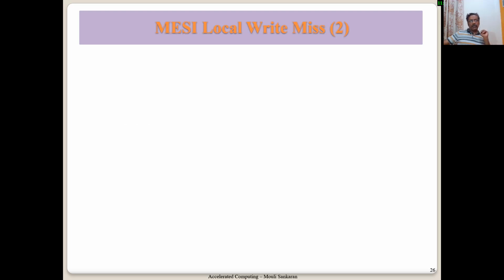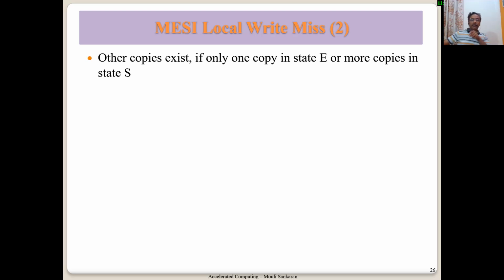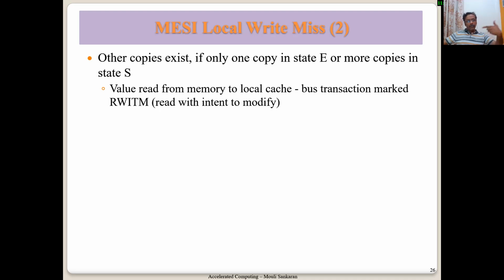Now, what is the other possibility? It could be in some other place in any of the states, M, E, or S. Correct? Now let us think. Other copies exist if only one copy in state E or more copies in state S. If it is only one copy in some other core, it could be in E state in that core, or it could be multiple copies in S state in other cores. What you should do? Main memory is in sync with these copies. Now what you do is value is read from the memory.